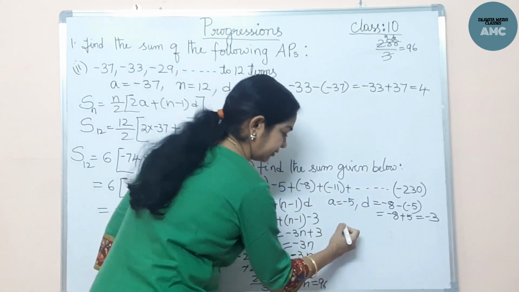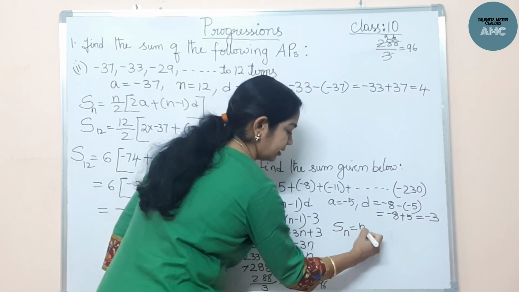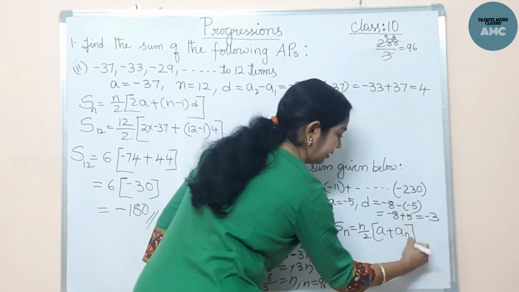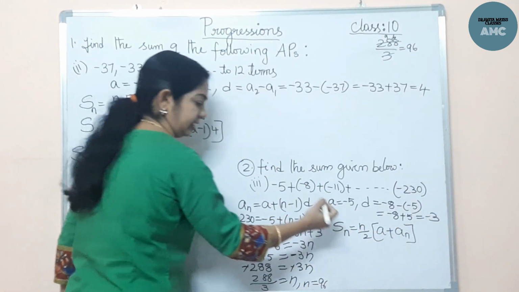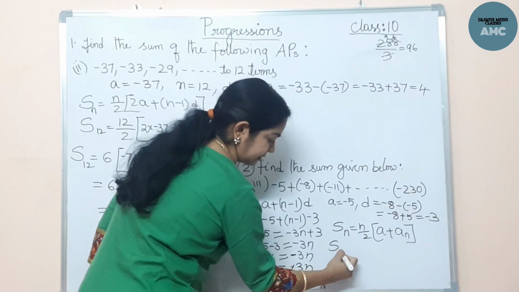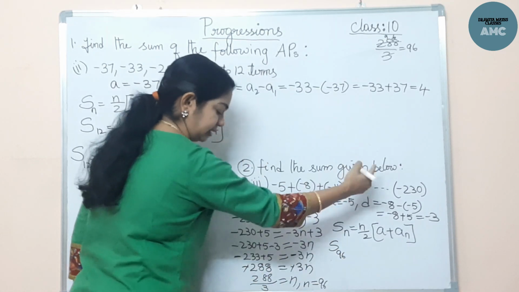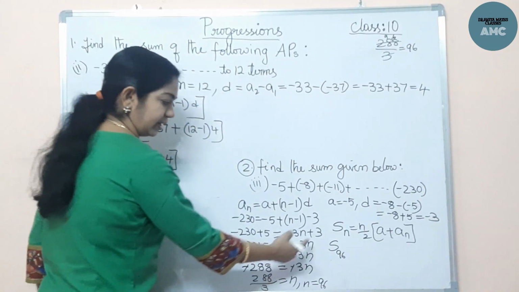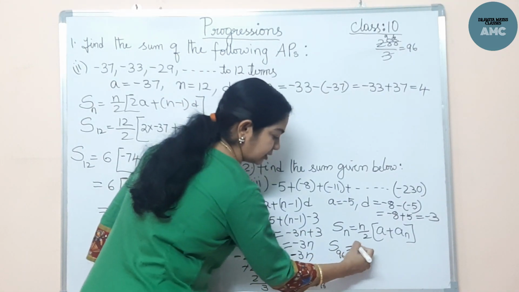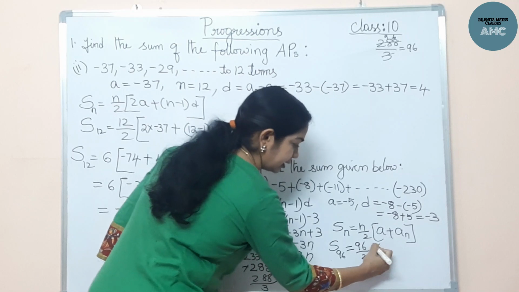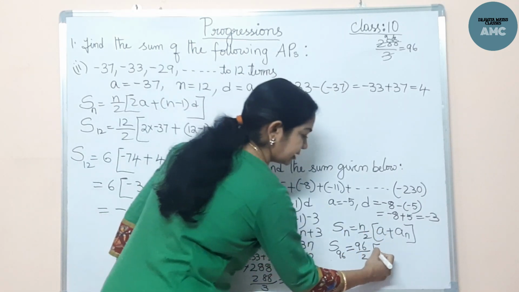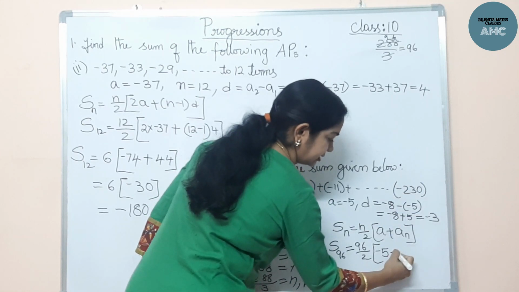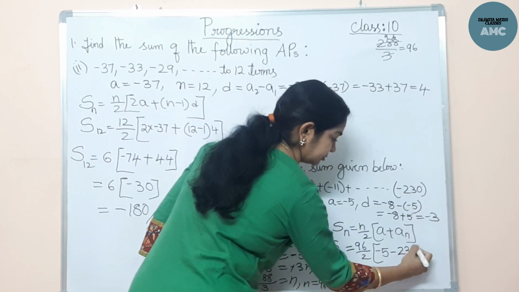We will go for the second formula, that is Sn is equal to n by 2 (A plus An). If you are writing L, mention it as L is equal to An. Now S of 96, because here the total terms are 96, we got 96 as n. So S96 is equal to 96 by 2. Here A is the first term, minus 5, and An, the nth term, is minus 230.